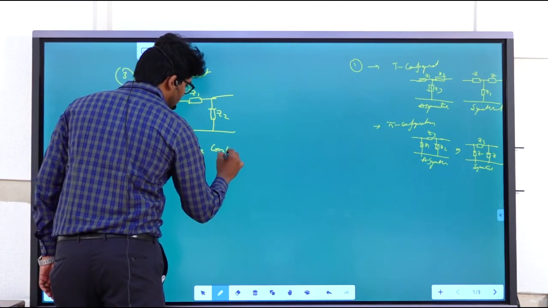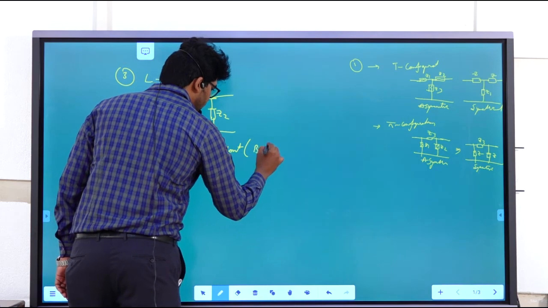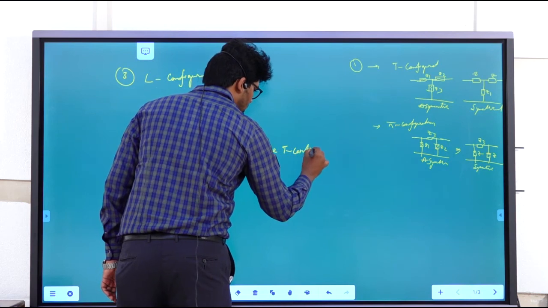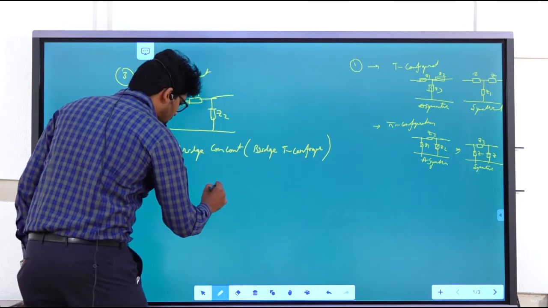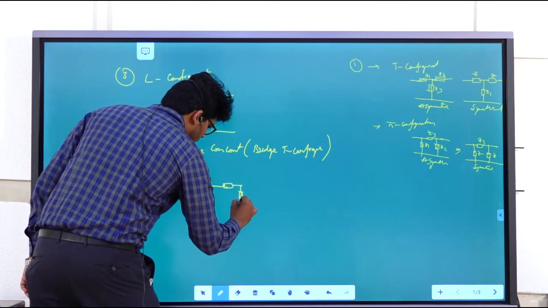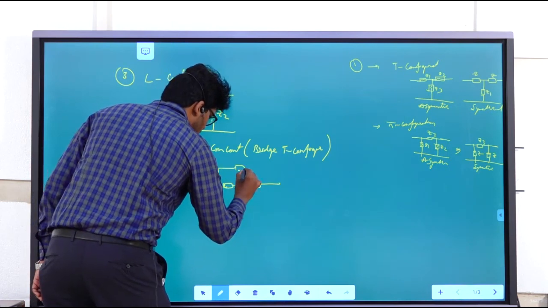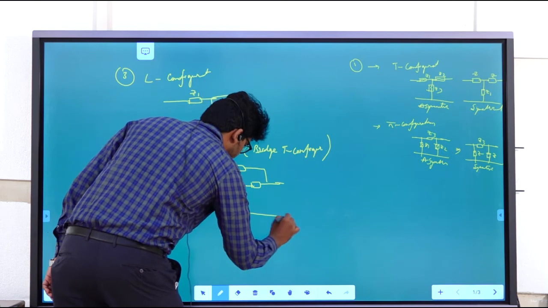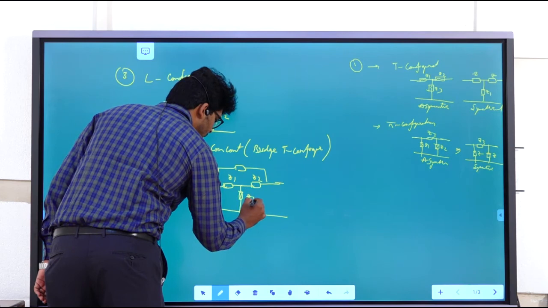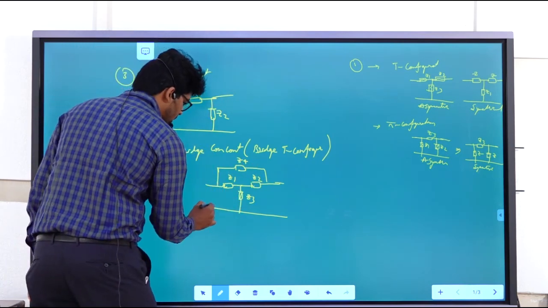Bridge configuration, bridge T configuration. That circuit will be in this form. This is the bridge T configuration. You have values Z1, Z2, Z3 and Z4. Okay, this is the bridge T configuration.